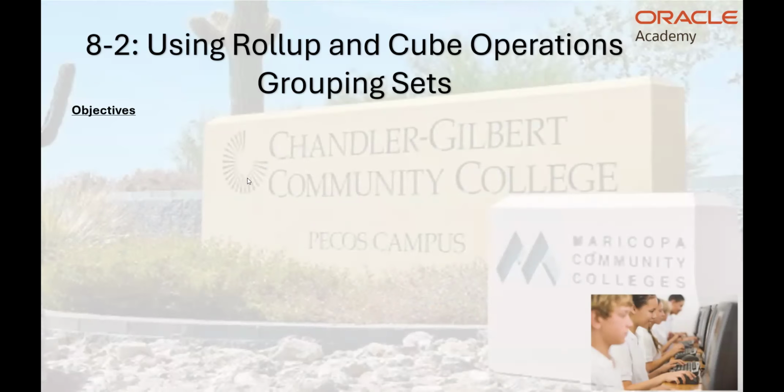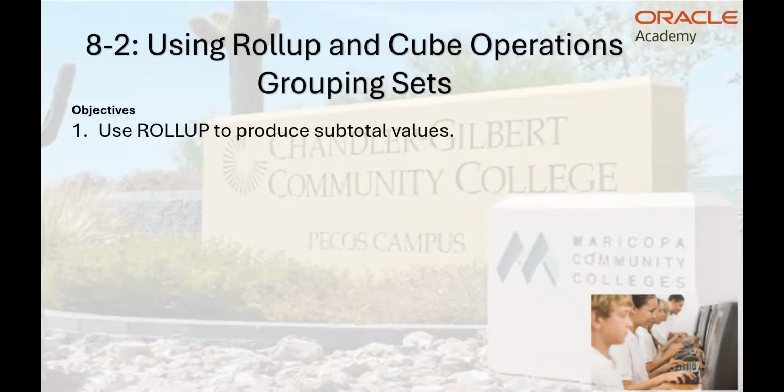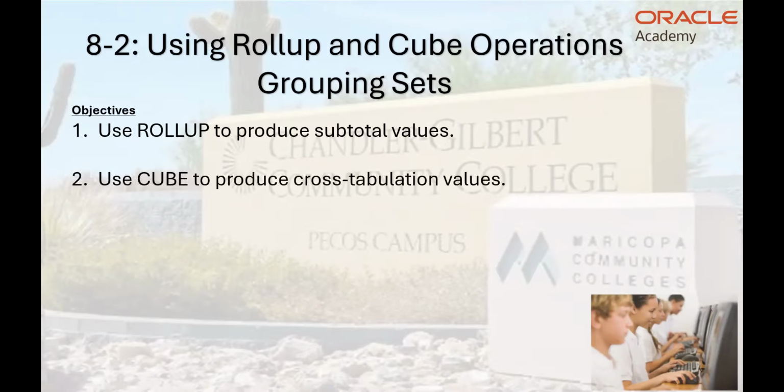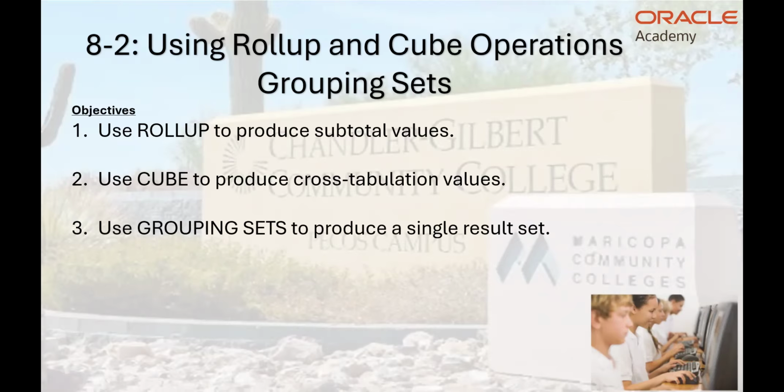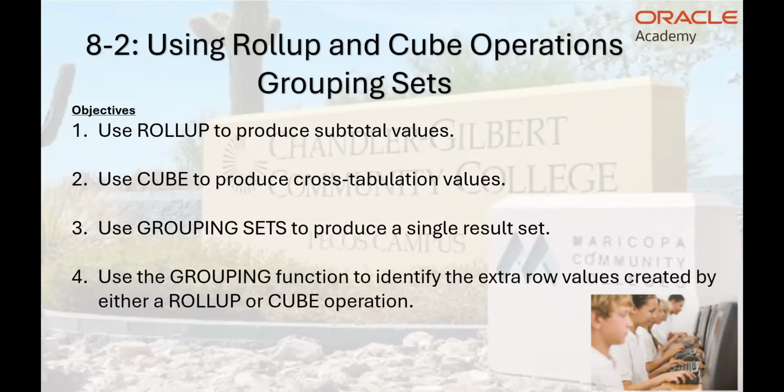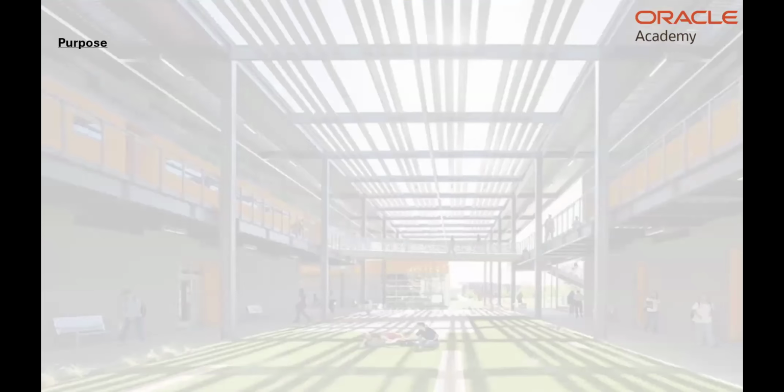Okay. So we're going to talk about roll-up and cube operations in grouping sets. Yeah, roll-up. Roll up your sleeves. All right, use roll-up to produce subtotal values. Use cube to produce cross-tabulation values. Use grouping sets to produce a single result set. These are fairly good in accounting and statisticians and all that. Use grouping functions to identify the extra row values created by either a roll-up or a cube operation. And probably doesn't make a whole lot of sense now, but you'll see why.